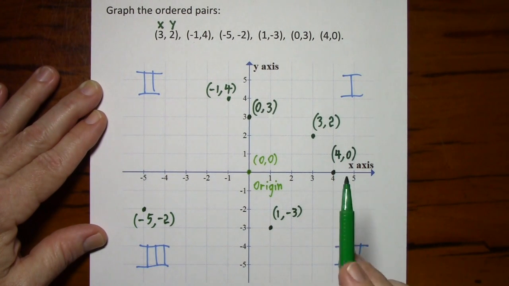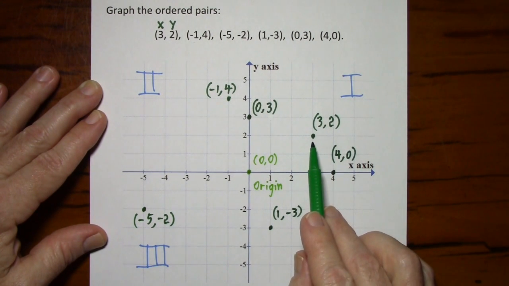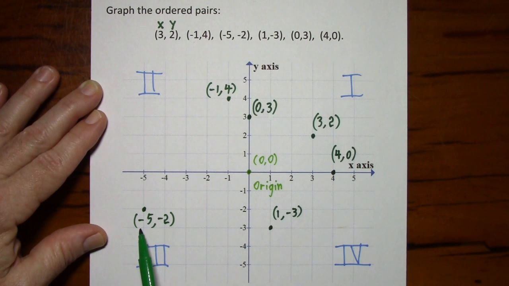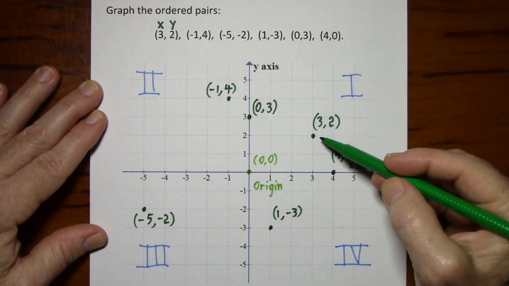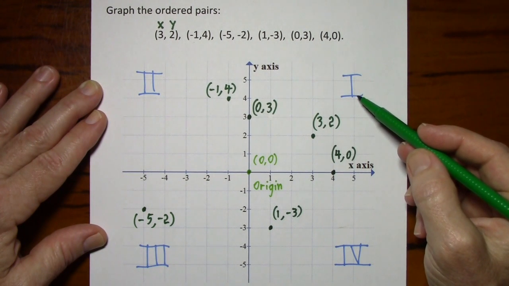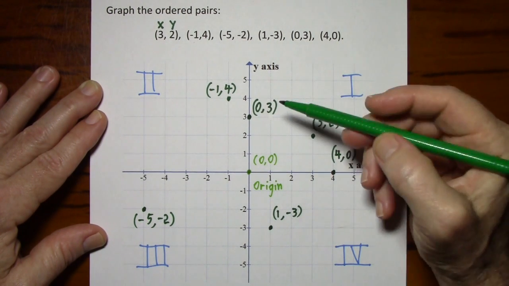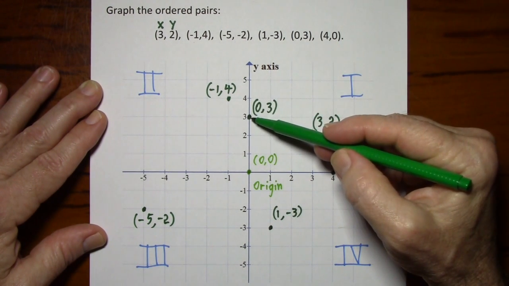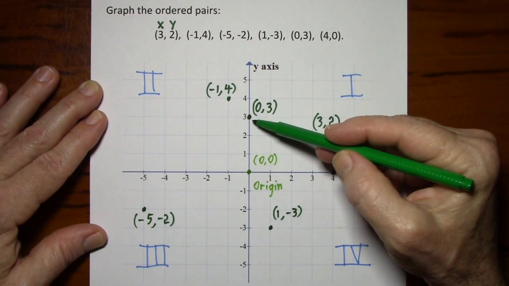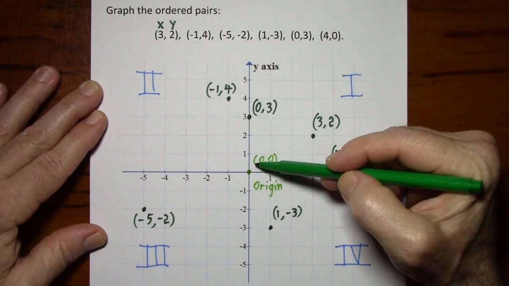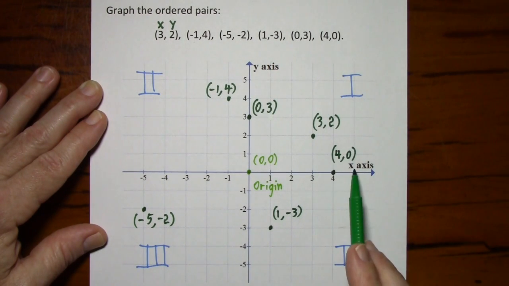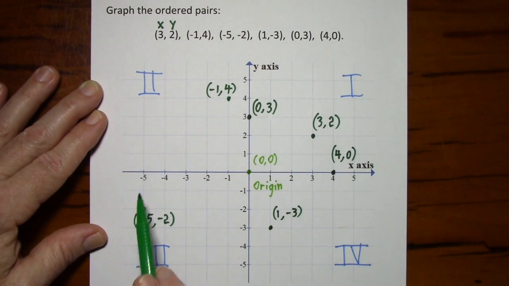You could be asked what quadrant a point such as 3, 2 or -5, -2 falls in. Obviously, 3, 2 would be in the first quadrant. -5, -2 would be in the third quadrant. But if they ask you about a point that's on the axis, it is not in any quadrant, it is on the axis. So 0, 3 is on the y-axis, 4, 0 is on the x-axis.